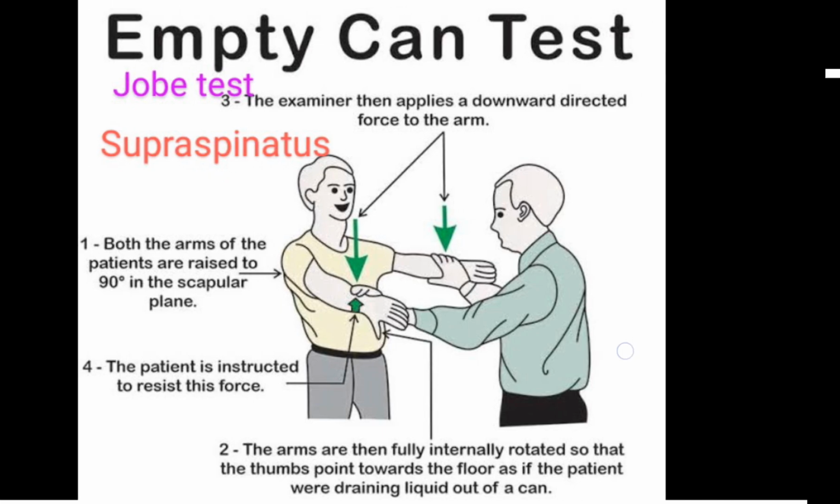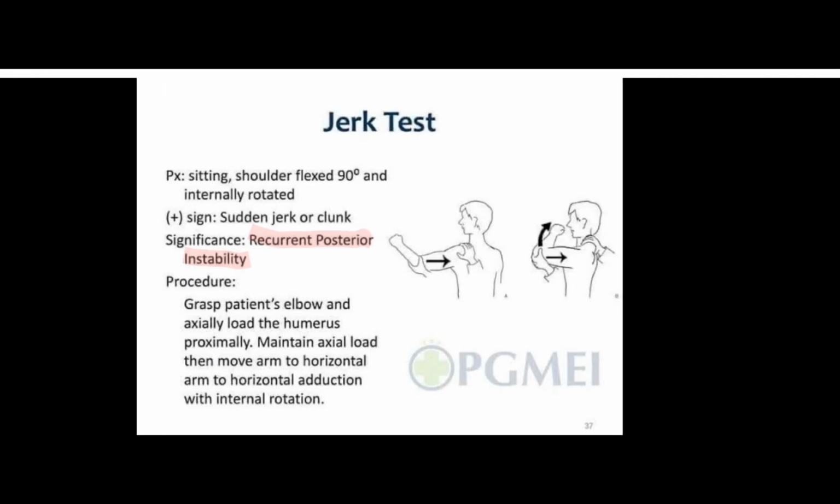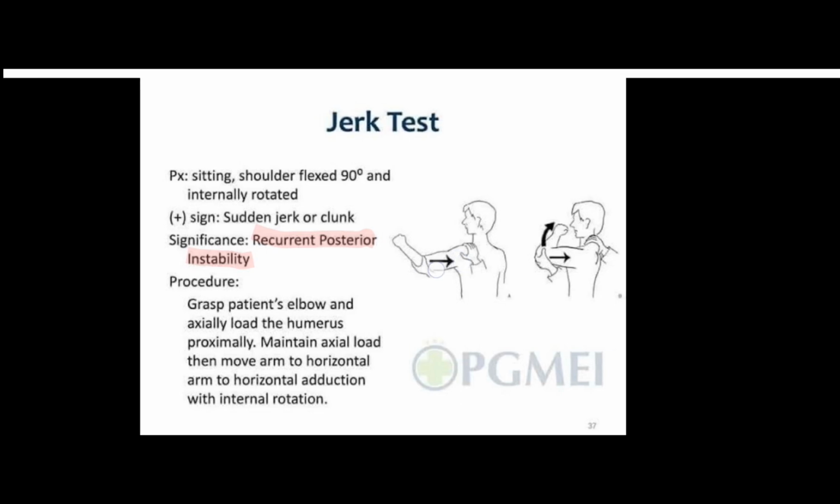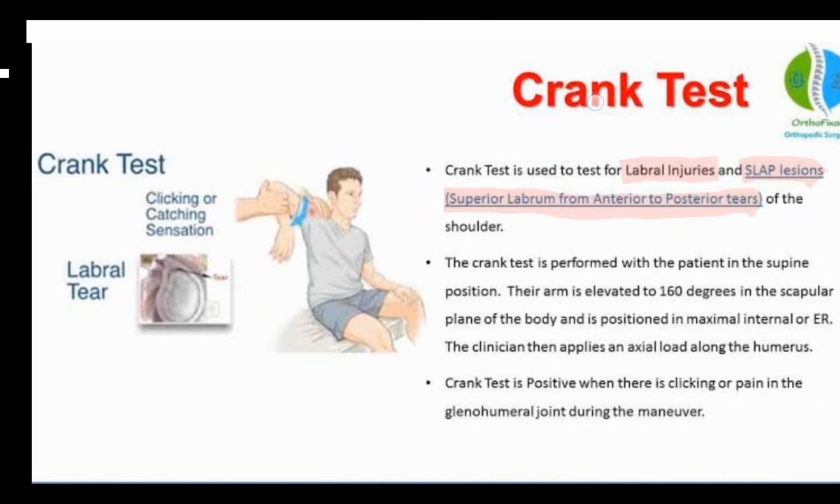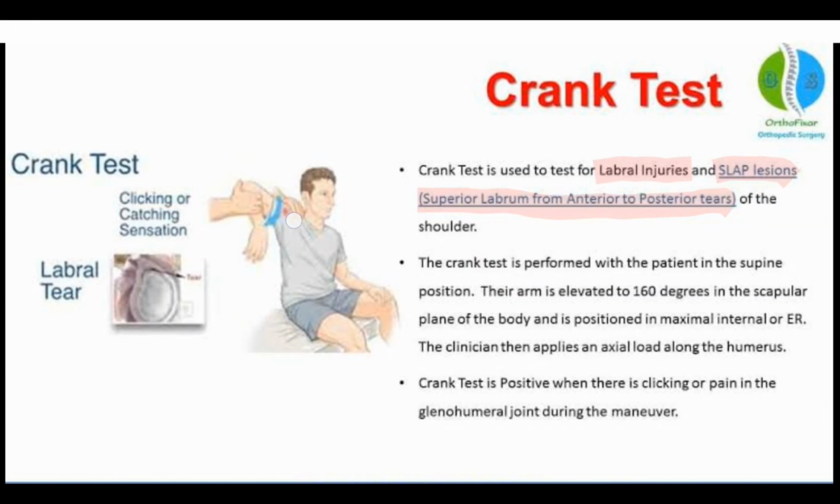it means the supraspinatus is not working. Then the jerk test. The jerk test is for posterior instability. Here we axially load the humerus proximally, and then the arm is rotated into horizontal adduction. It is for posterior instability. And the crank test. The crank test is for labral injuries or SLAP lesion, superior labrum anterior to posterior tears, basically for the labrum in relation to the shoulder joint. For that, the crank test is performed.